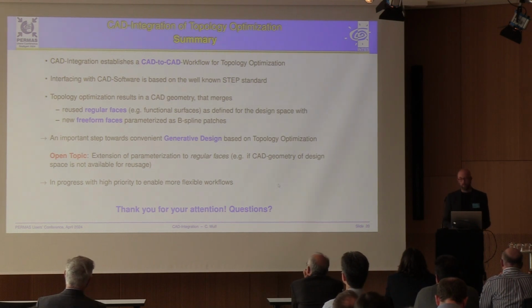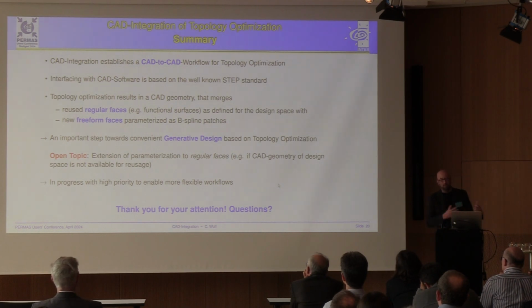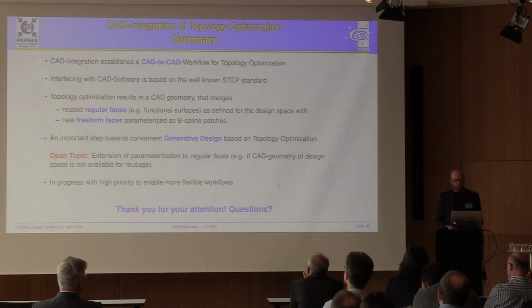Now, we think with this CAD integration of topology optimization, we've done an important step toward a convenient generative design based on topology optimization. Nevertheless, this is an important step, probably not the final. One open topic is that we want to extend our parameterization also to regular faces. This may be important if we don't have a CAD geometry of the design space, but just a pure surface mesh and a conversion to CAD geometry is required. This is something we work on with high priority, just to enable more flexible workflows.